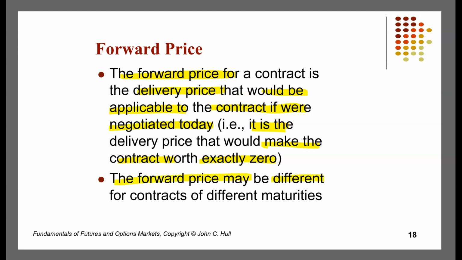The forward price may be different for contracts of different maturities, and that simply makes sense, right? The farther out the maturity, the farther out the time for the exchange, the more likely it is that the value of the underlying is going to change, and the more likely it is that the future price, or the forward price in this context, is going to change. And so different maturities, different prices.